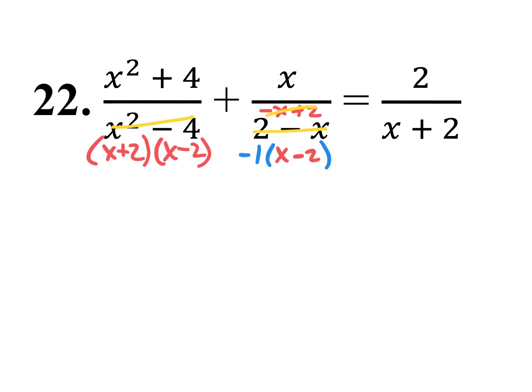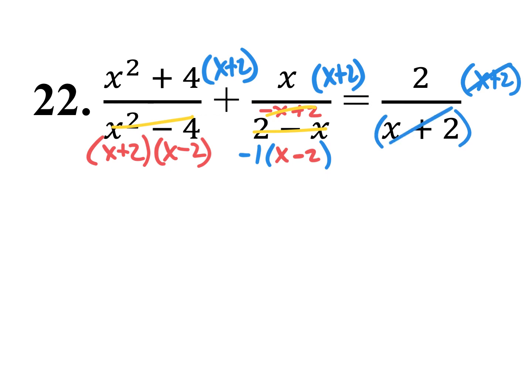The last one? Let's get rid of that last one by multiplying by x plus 2. Now this works out pretty great because that x plus 2 cancels with that x plus 2. I end up with just 2 left over.